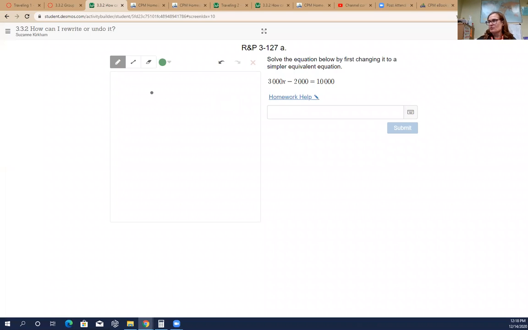Okay, so for page 10, it says solve the equation below by first changing it to a simpler equivalent equation. So what can we do to this equation that would make it simpler? 3000x minus 2000 equals 10,000. Divide each of them by 1,000. So the first one will be 3x minus 2 equals 10.